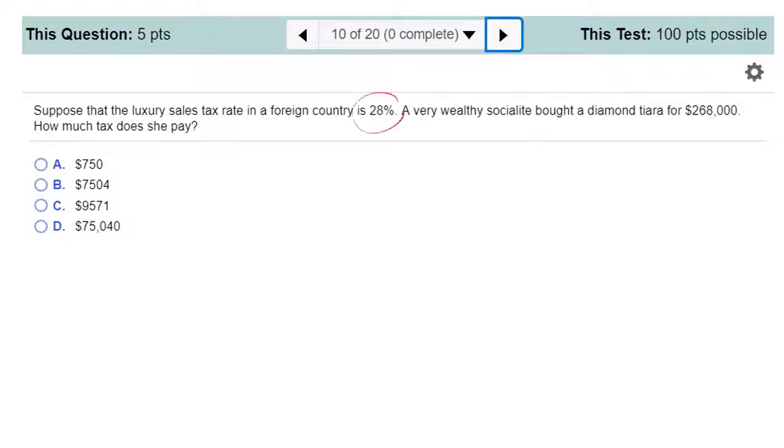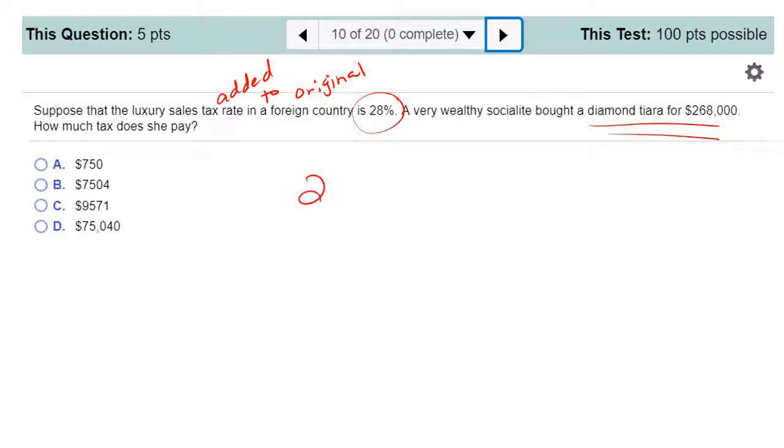In question 10 here, we are going to a foreign country and they have a very expensive luxury sales tax of 28%. Now remember, if it's sales tax, that's always added to the original price. Now we're going to go off to this foreign country. A very wealthy socialite's going to buy a diamond tiara for $268,000, and we want to calculate the tax.